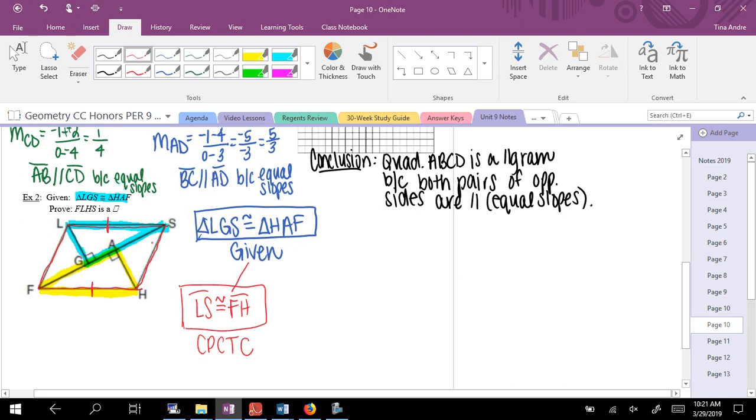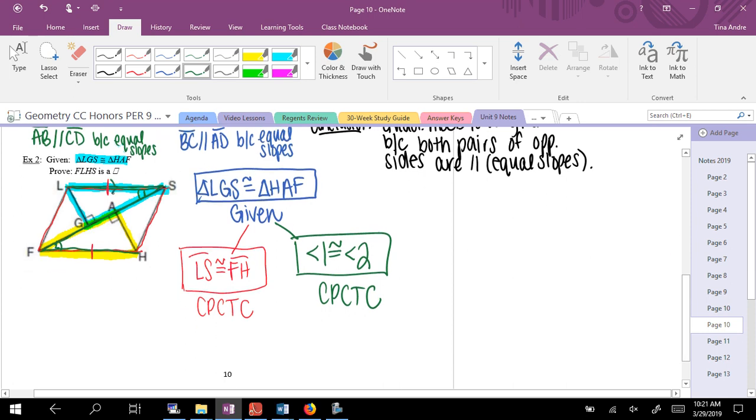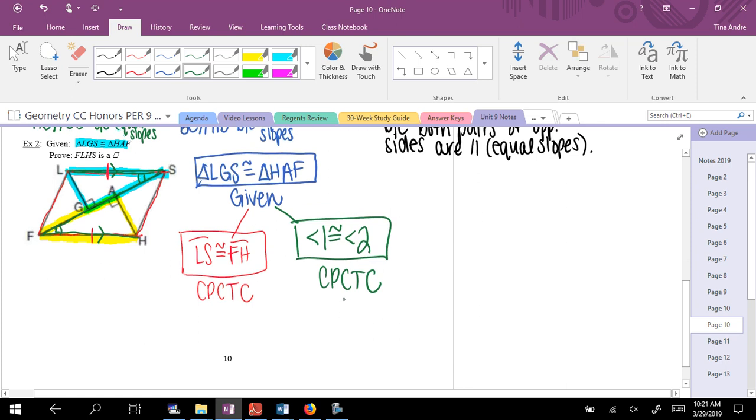But I can get these LS and FH parallel because when I look at this picture, I'm seeing that Z shape right here. And I'm thinking about those alternate interior angles, which happen to be angles in those congruent triangles. So I'm going to number those 1 and 2 because I don't like using 3 letters if I don't have to. And I'm going to say angle 1 is congruent to angle 2 by CPCTC. And then from there, because those angles are congruent, that means that these lines are parallel because we have congruent alternate interior angles which form parallel lines. So now I can say LS is parallel to FH.